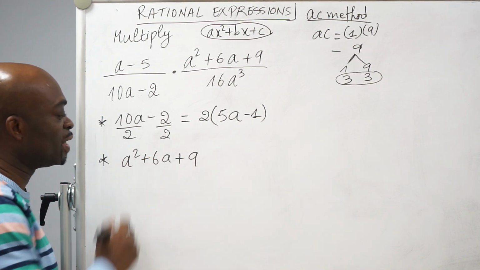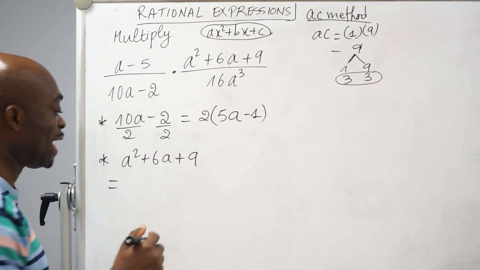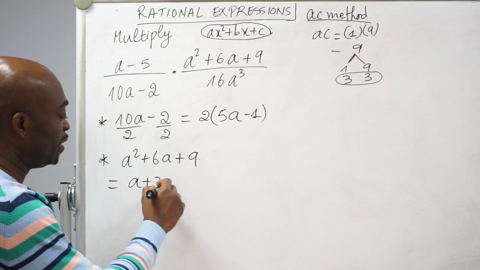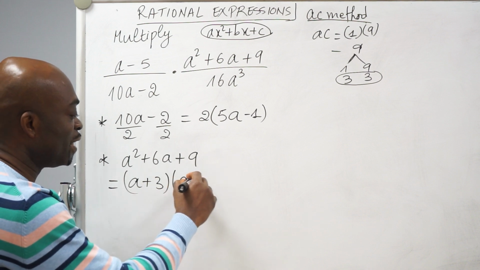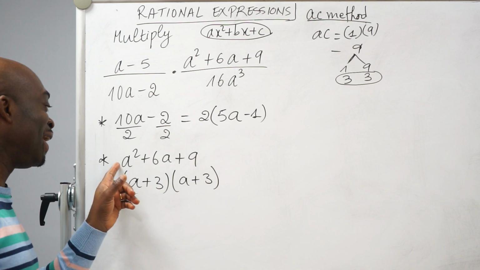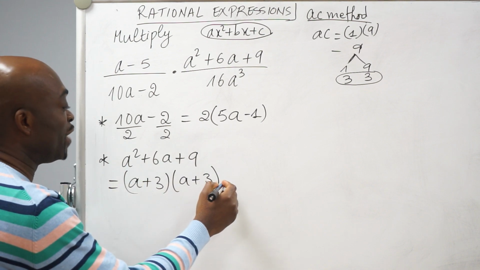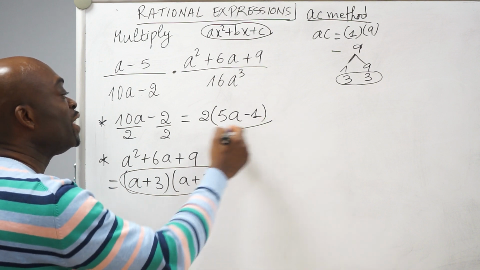So we have a squared plus 6a plus 9. Because the two numbers are 3 and 3, this is (a plus 3), and this is (a plus 3), because those two numbers happen to be the same, and the a is 1. So we can do that. We are finished with this one.